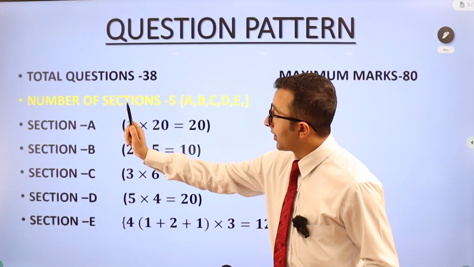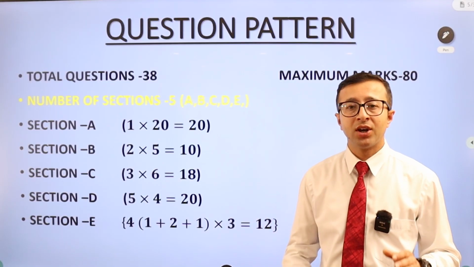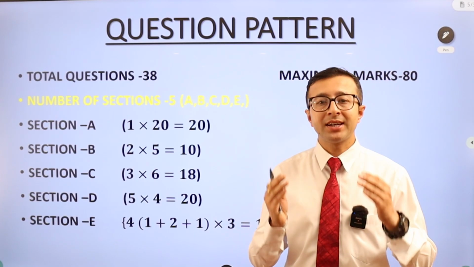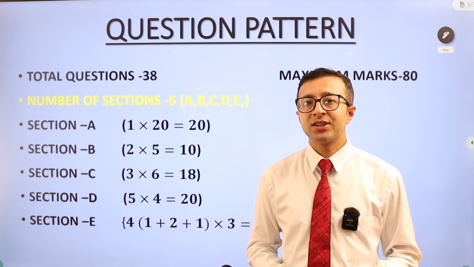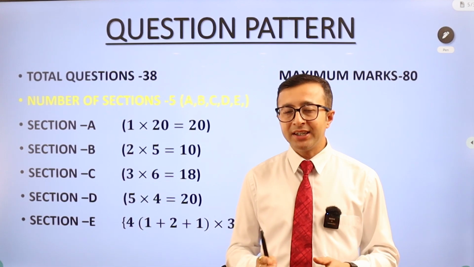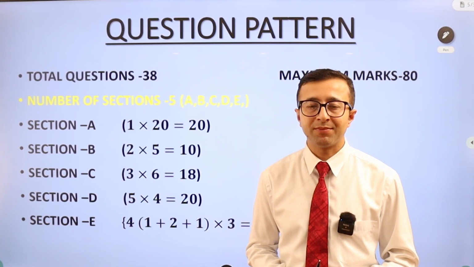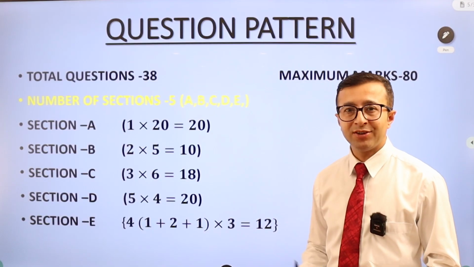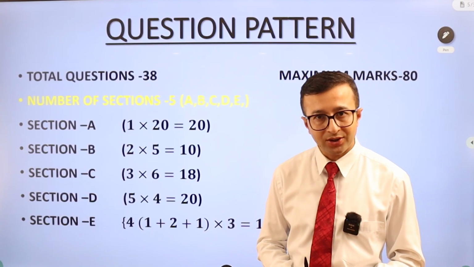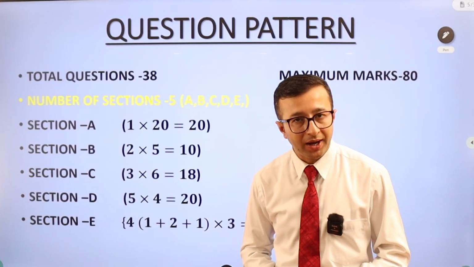Now number 1, you can see here the number of sections. We will be having 5 sections, A, B, C, D, E. Now what is section A? Section A carries 20 marks of MCQ questions, in which 18 questions will be MCQ and 2 questions will be assertion-reason based questions. Now section B. In section B you will be having 5 questions, that is very short answer type, 2 marks each. It gives us 10 marks.